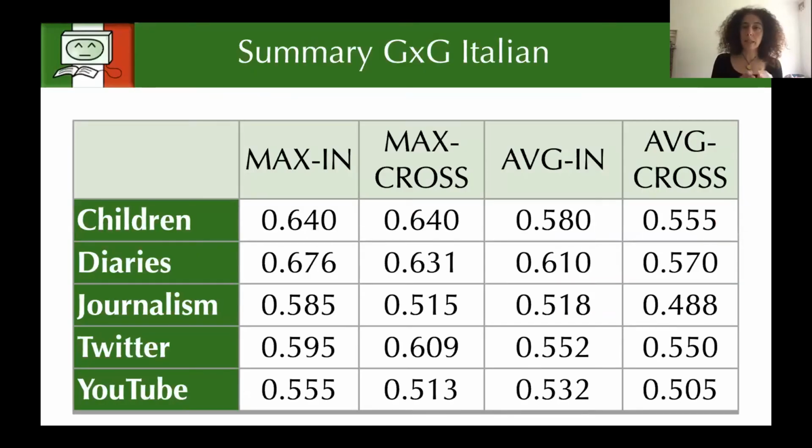So what you see is the max in was the max observed result, the best result that we observed in genre. And the max cross is the best result out of all the participating systems that we observed cross genre. And then you see the average for both. Now, it's pretty clear to see how results are not exciting. And again, these are not exciting even in genre.